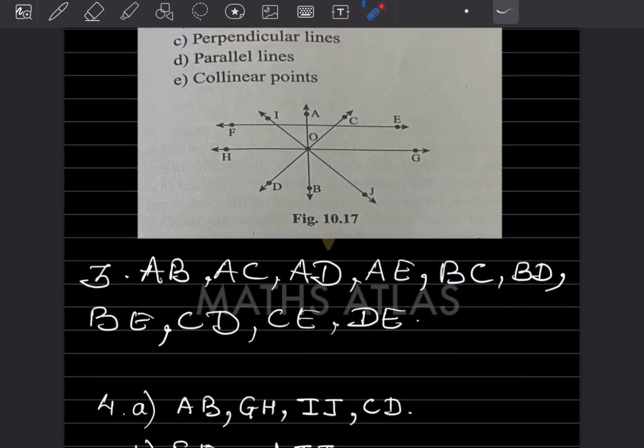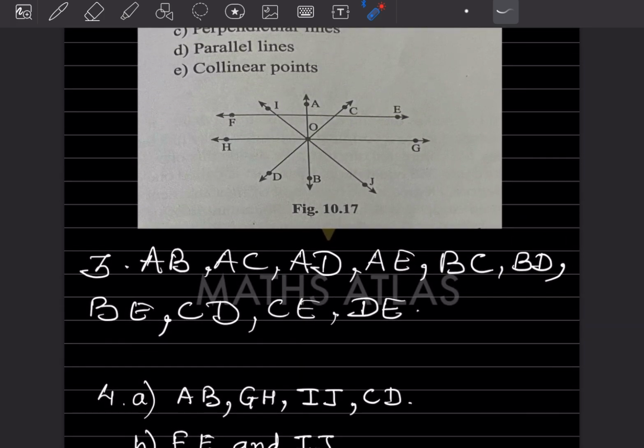So which are the concurrent lines? Three or more. So we can see here, AB is one of the concurrent lines. The second one we can say is GH, so GH is one of them. Then IJ, this and this one, and then CD, this and this one. So at least three. So this is the answer for this one.